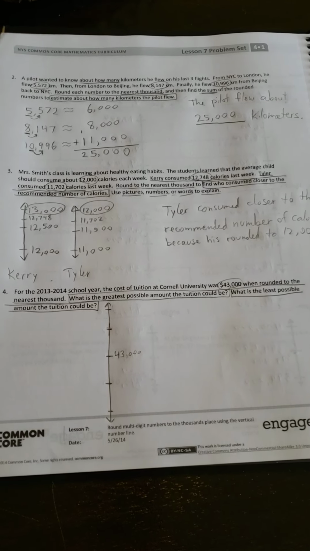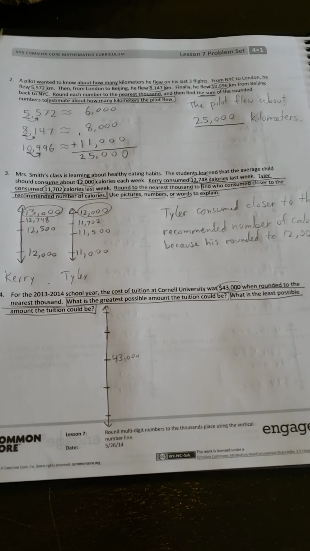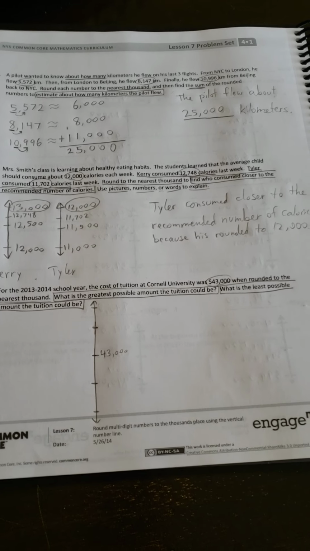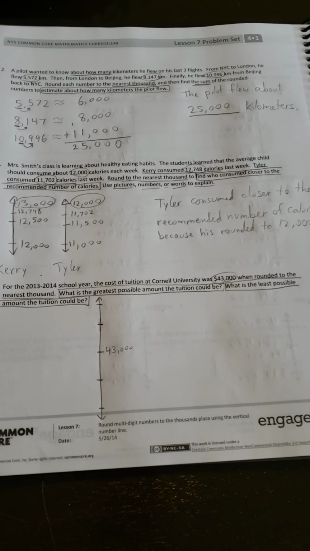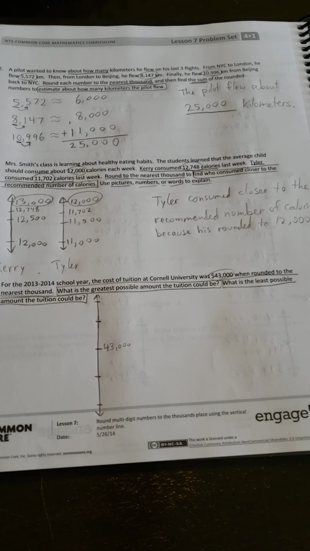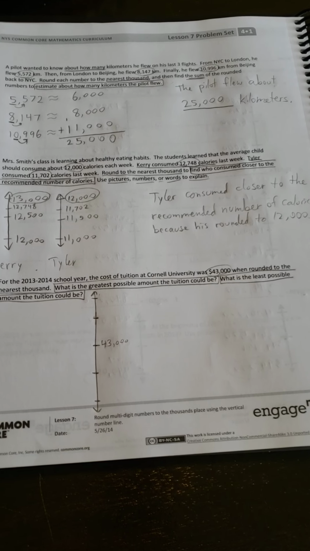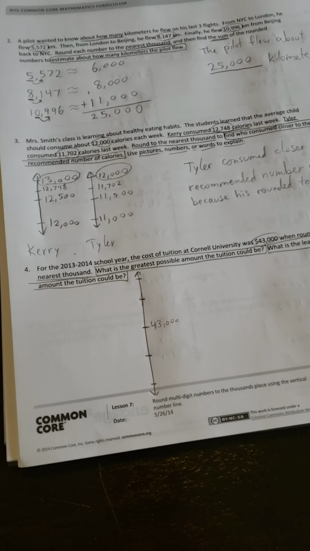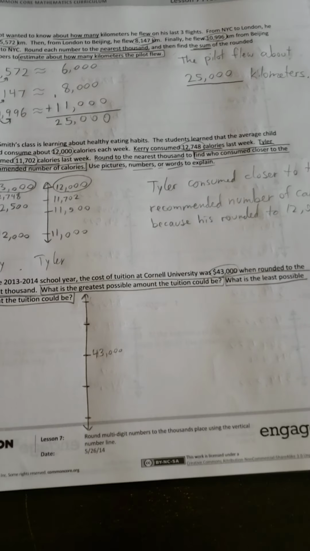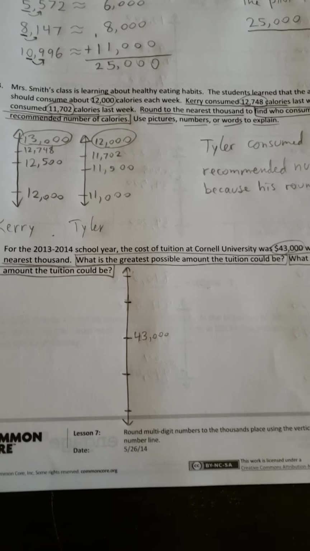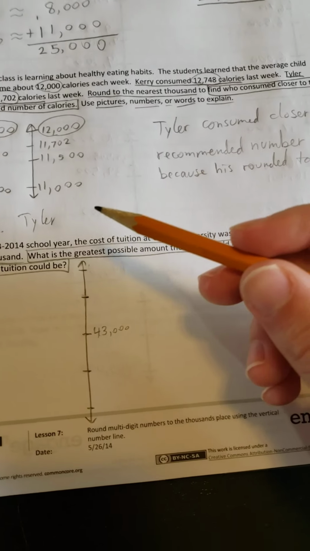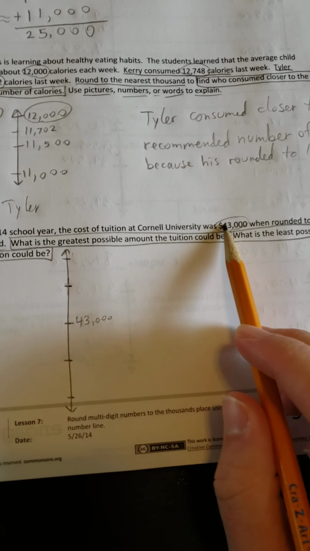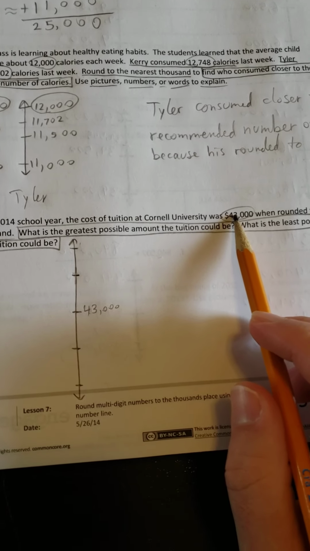For the 2013 through 2014 school year, the cost of tuition at Cornell University was $43,000 when rounded to the nearest thousand. What is the greatest possible amount the tuition could be? What is the least possible amount the tuition could be? This is a problem that students struggle with every single year. Okay? So what I drew here is an extra large number line that has 43,000 in the middle, because that's what we're trying to round to.